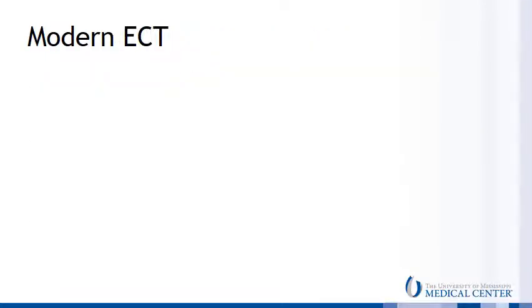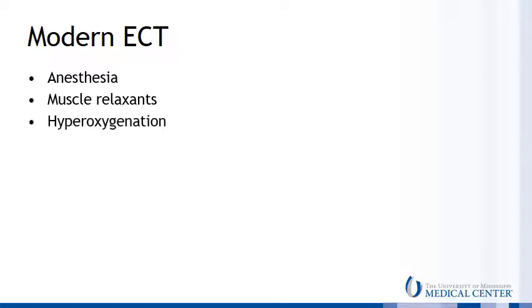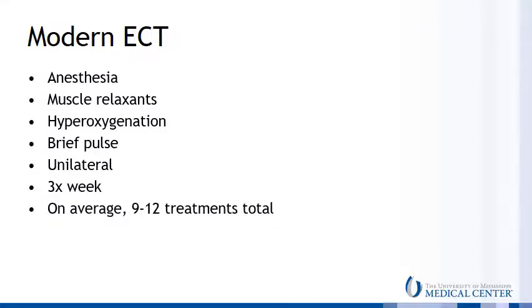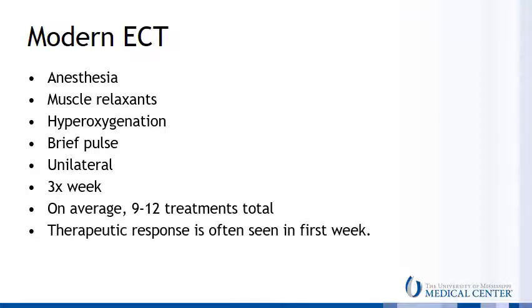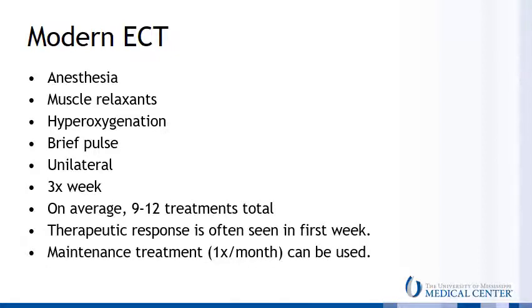Modern ECT is administered in a clinical setting under anesthesia with muscle relaxants or paralytics and hyperoxygenation. Normally, a brief unilateral pulse is administered to achieve a seizure as monitored by EEG 3 times a week with 24 hours between treatments. On average, 9 to 12 treatments are used to achieve maximum symptom relief, although therapeutic improvement is often seen within the first week. Responsive patients often receive maintenance treatment once or twice a month.